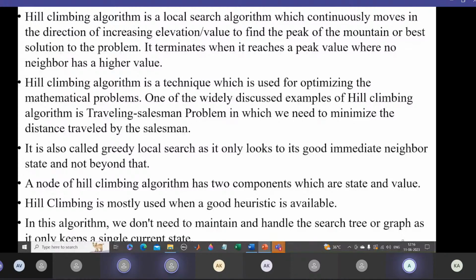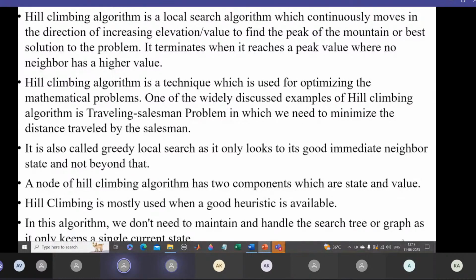ஓகேவா? ஓகே. ஸோ இங்க வந்து when you are looking into the next state, இந்த immediate neighbors தான் பார்க்கணும். ஸோ இந்த பேரண்ட் இருந்து உடனே ஒரு சைல்டு வரணும், அந்த மாதிரி மட்டும் தான் பார்க்கணும். ஓகே. அண்ட் இட் ஹஸ் காட் 2 காம்போனன்ட்ஸ் இருக்கு இந்த ஹில் கிளைம்பிங்ல. ஒன்னு ஸ்டேட்ன்ற ஒரு காம்போனன்ட், இன்னொன்னு வேல்யூ ன்ற காம்போனன்ட். ரெண்டு காம்போனன்ட், ஸ்டேட் அண்ட் வேல்யூ.